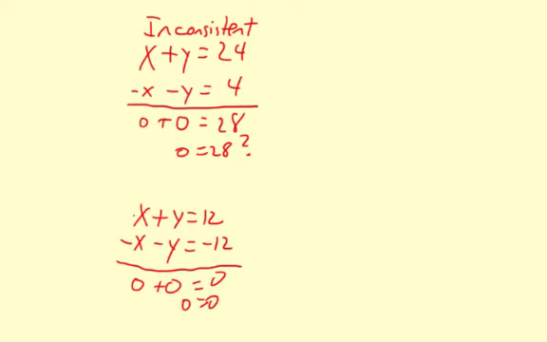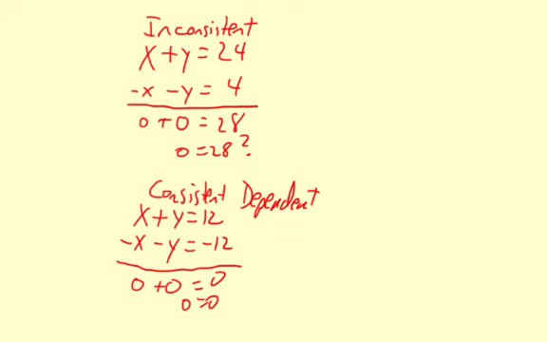That means any pair of numbers you put in for x and y that works will work in both equations. So there are infinitely many solutions. This is called consistent dependent. And that means the solutions would actually be a line.